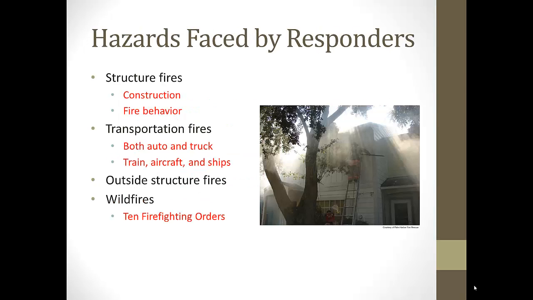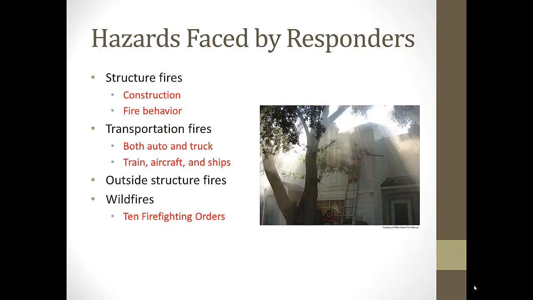Hazards faced by first responders. In structure fires, you have the construction. You have to be aware of the different types of construction in the different types of neighborhoods. For instance, in the city that I worked for, Pasadena, most of our construction was ordinary construction. It had been there for many years, and we didn't have much lightweight construction.